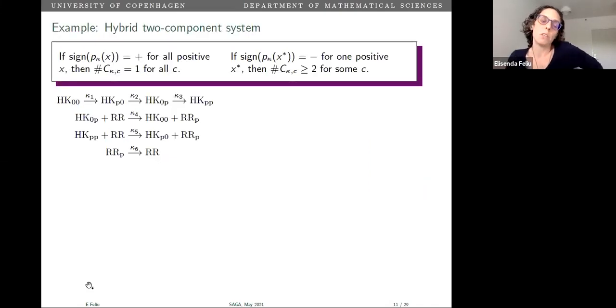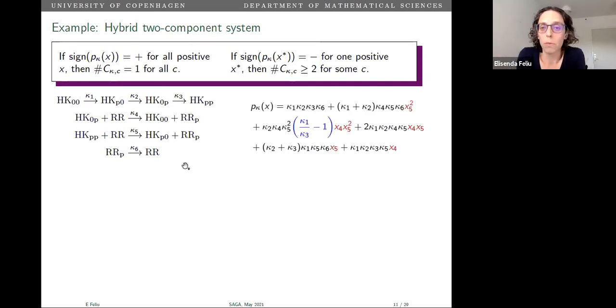But let's see how this works in practice, right? Let's start with the network I showed you before, where the answer was complicated. Here, the polynomial is this one. It is in the variables x4 and x5, and you can see the coefficients depend on the kappas.